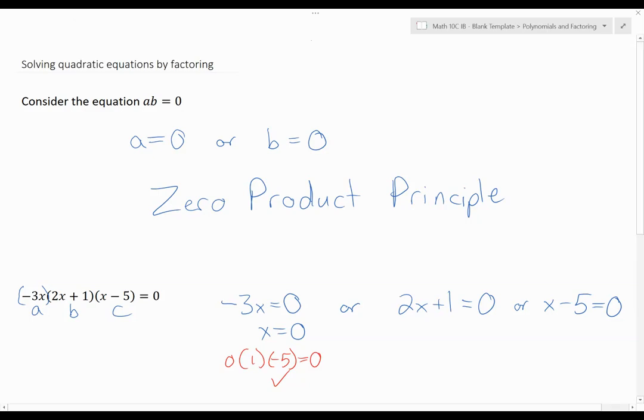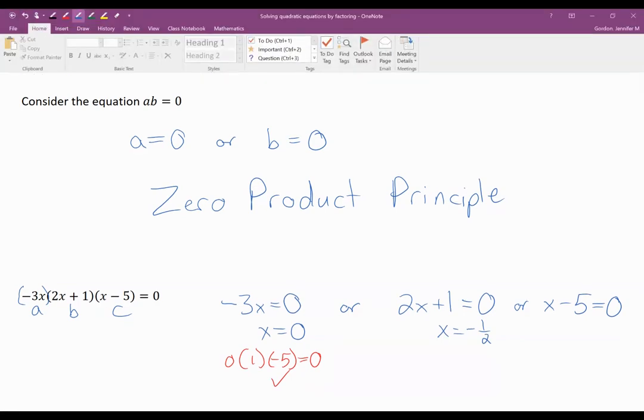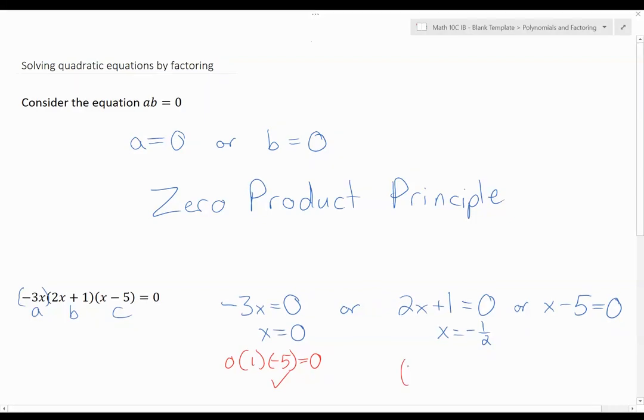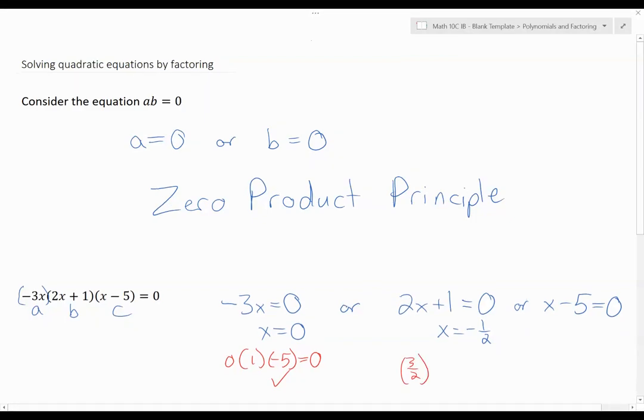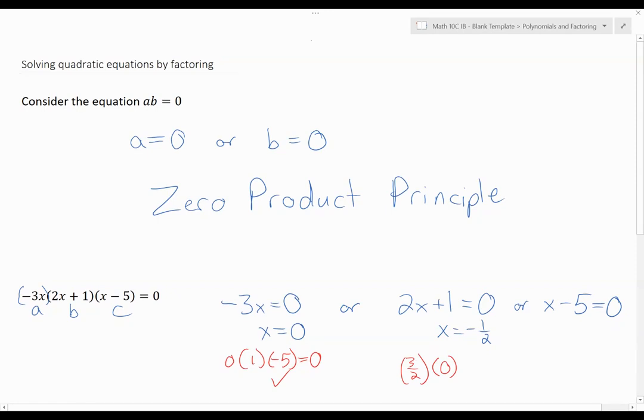If I solve 2x plus 1 equals 0, I get x equals negative 1/2. And again, if I were to substitute that in, I would get negative 3 times negative 1/2, which is 3/2, times 2 times negative 1/2 plus 1, which is 0. That's why we chose that value. And negative 1/2 minus 5, which is negative 11 over 2, all of which does give me a product of 0. So that checks out.